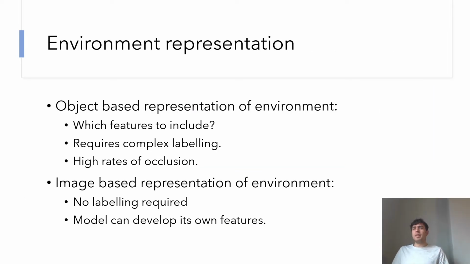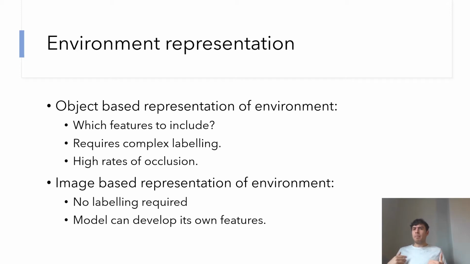In terms of environment representation, you could look into doing an object-based representation. So all harvesters have a camera which identifies the target fruit. So we could turn that image representation into a set of objects, but then you start thinking about, okay, well, that's going to be quite complex labeling given that there's such high rates of inclusion, and also which features do you want to include in your training model.